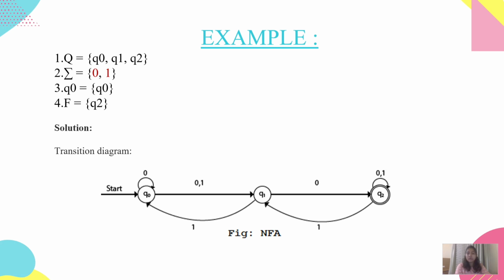Now come to Q1. Consider it as the current state. So for input symbol 0, Q1 can go from Q1 to Q2, and input symbol 1 is Q1 to Q0. Similarly, consider Q2. So Q2 for an input symbol 0, it can loop itself, that is Q2, and that's it. For an input symbol 1, Q2 has a loop for itself, that is Q2, and Q2 to Q1.